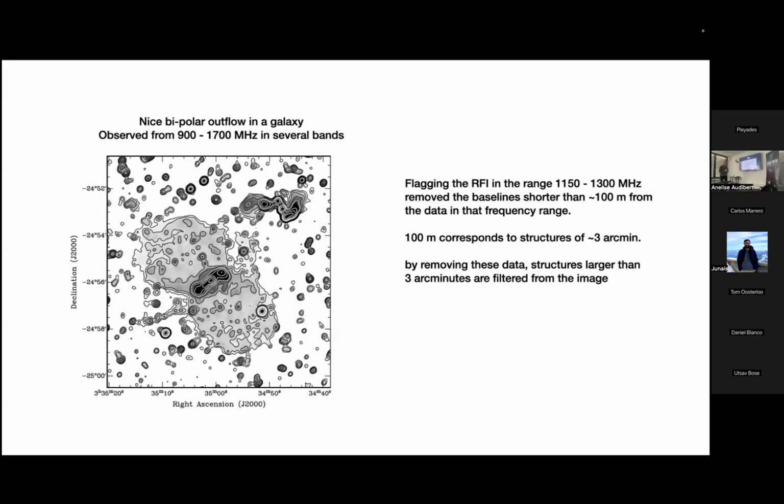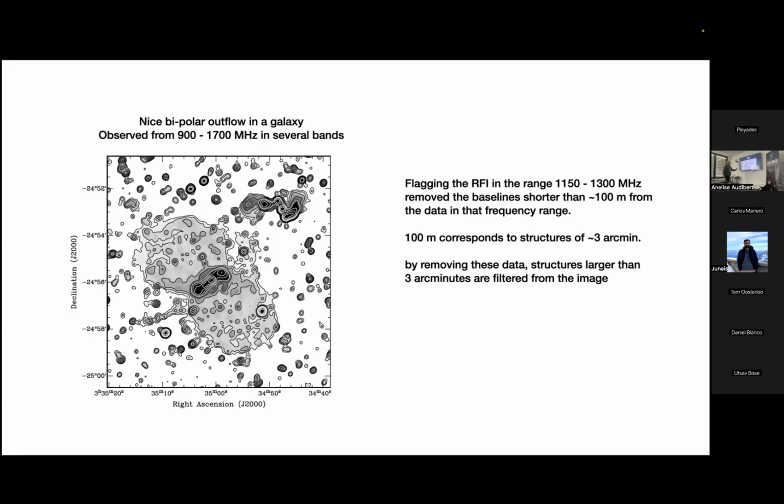This is a wonderful example. This is a wonderful radio source. There's a jet here, in two lobes, big lobes, perpendicular. This is MeerKAT. This is a broadband image from 900 to 1700. But because of this frequency dependent flagging, in this frequency range, all the baselines shorter than 100 meters were removed from the data. Well, 100 meters corresponds to about 3 arc minutes. So that flagging removed all structures larger than 3 arc minutes in that frequency range.